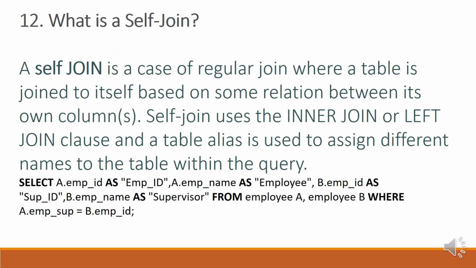What is a self join? A self join is a case of regular join where a table is joined to itself based on some relation between its own columns. Self join uses the inner join or left join clause, and a table alias is used to assign a different name to the table within the query. Here is the syntax for the self join.